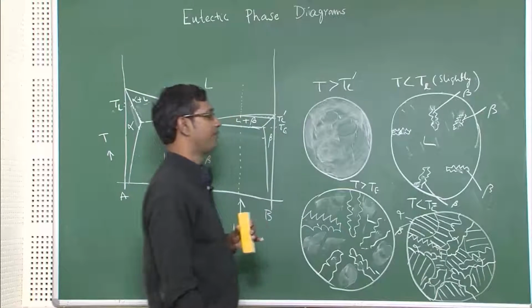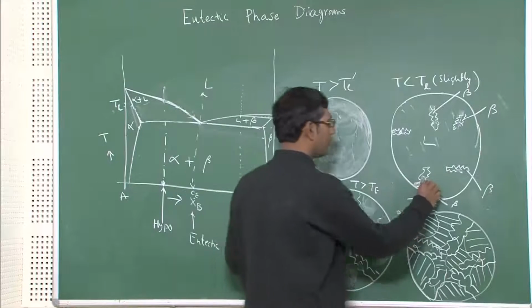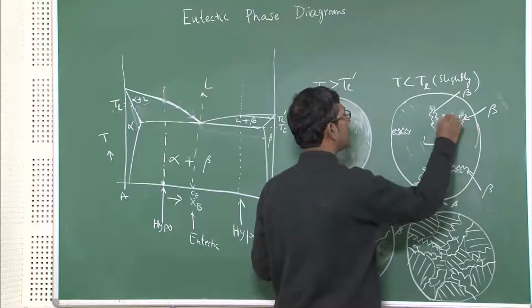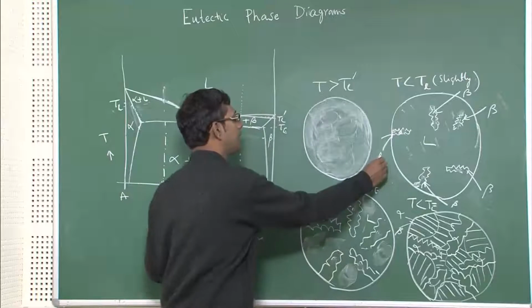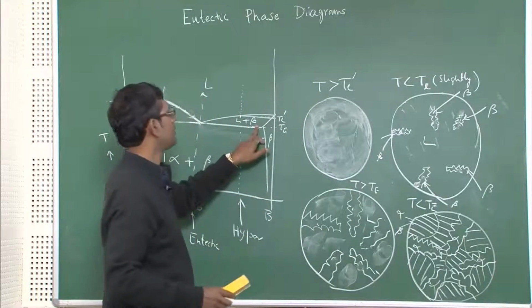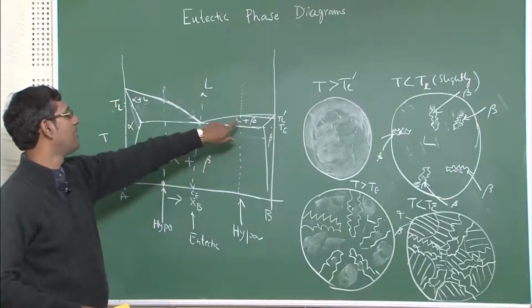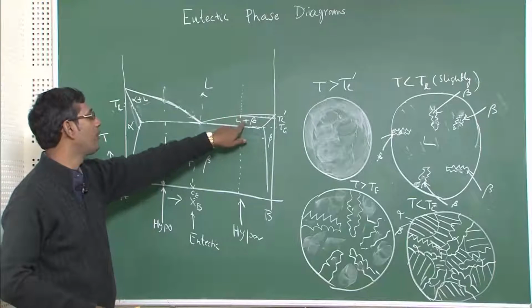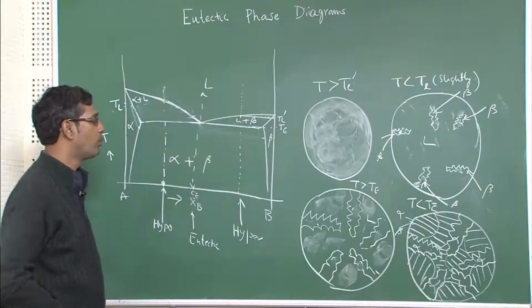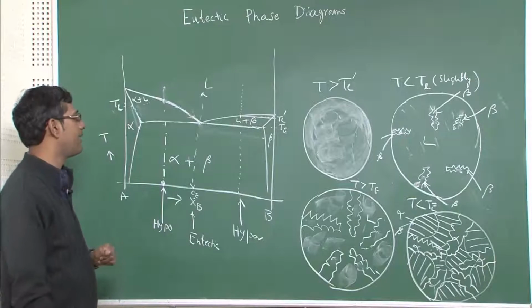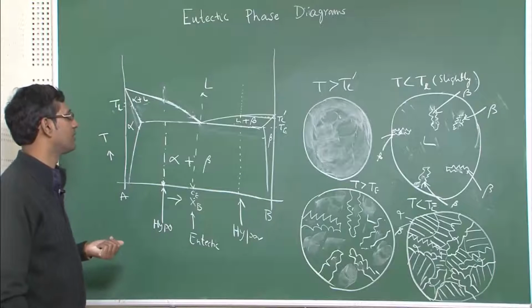Beta dendrites will form. Am I clear? Because the liquid is in equilibrium with beta. Liquid is in equilibrium with beta. Please remember this. Liquid is in equilibrium with beta. Therefore, if you cool down below the liquidus temperature, beta will nucleate and grow, and it will grow in a dendritic manner again in a solidification situation.